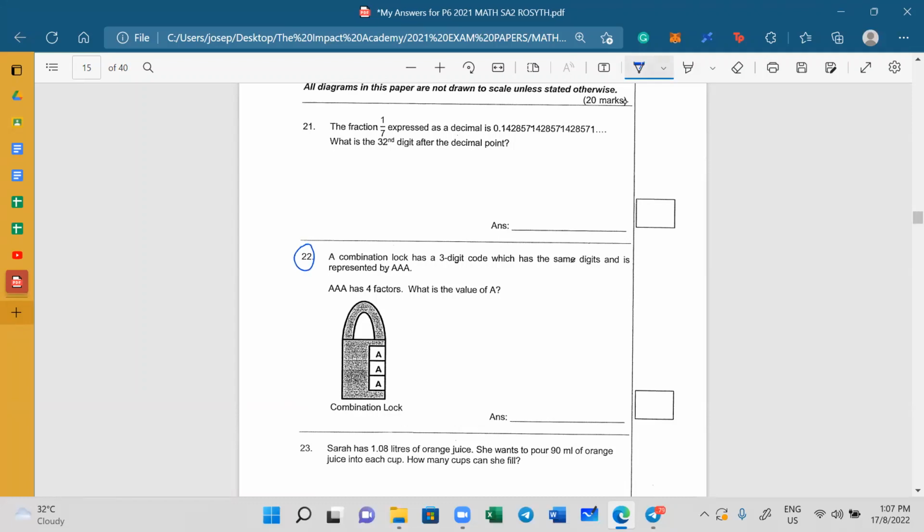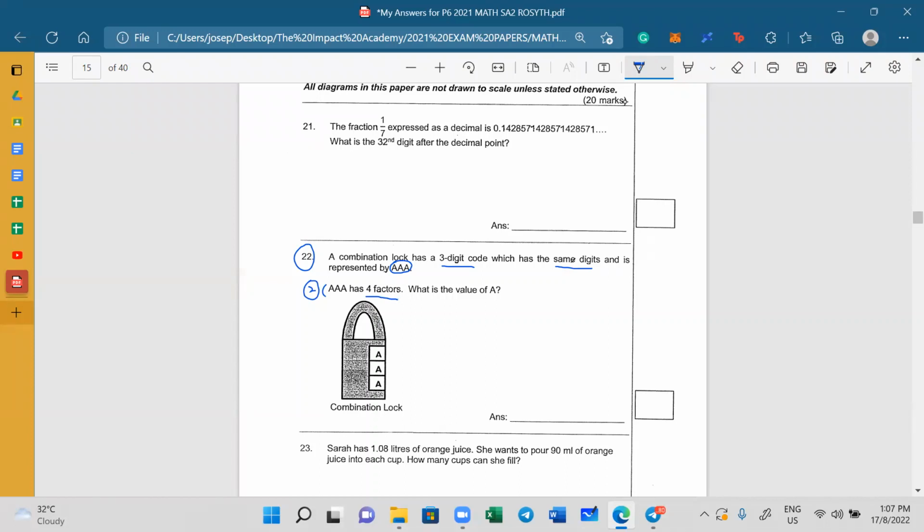As you can see over here, a combination lock has a 3-digit code, 1, 2, 3, which has the same digits, which means to say if A is 1, the next A has to be 1. So this 3-digit code has to be the same and is represented by AAA. After that second sentence, they say that AAA has 4 factors. Now, what is the meaning of 4 factors?